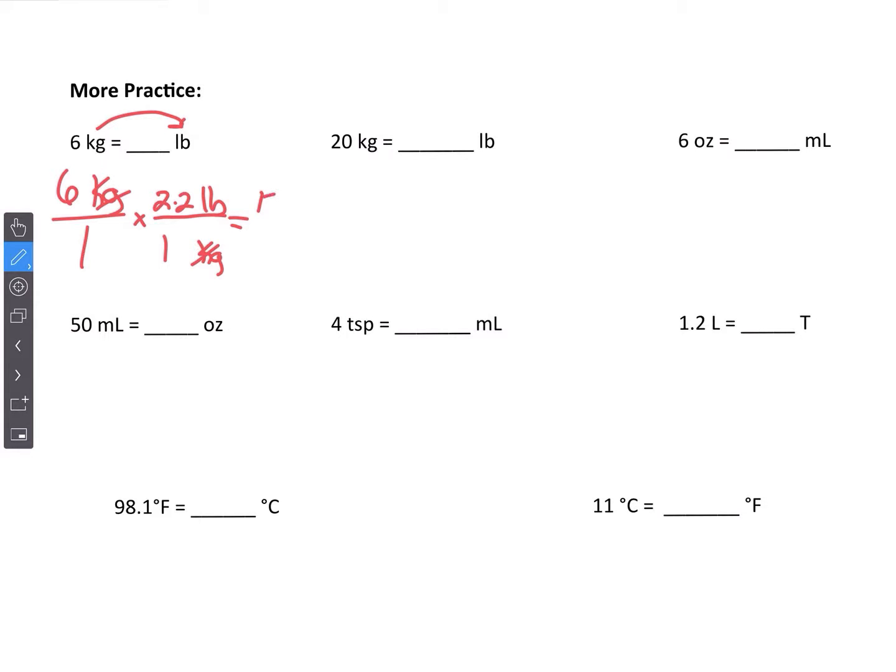13.2, in the numerator. In the denominator, 1 times 1 is 1. This gives us 13.2, and our unit is pounds.